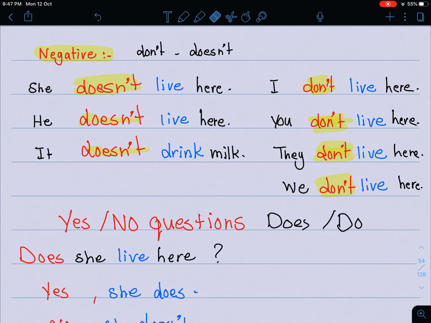I do not live here, you do not live here, they do not live here, we do not live here.